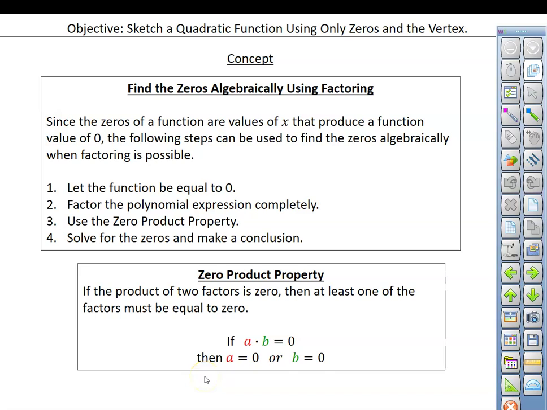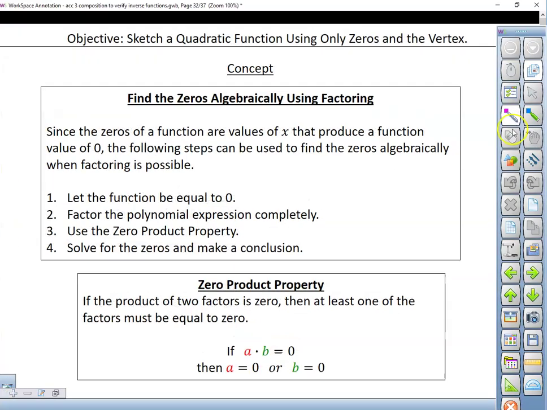Hi there, this is Miss Page, and today we are going to be talking about how we can sketch the graph of a quadratic function or parabola using only the vertex point and the zeros, where the function intersects the x-axis. So in these problems we will be using only 3 points to get a decent sketch. We won't be using all of our knowledge about transformations.